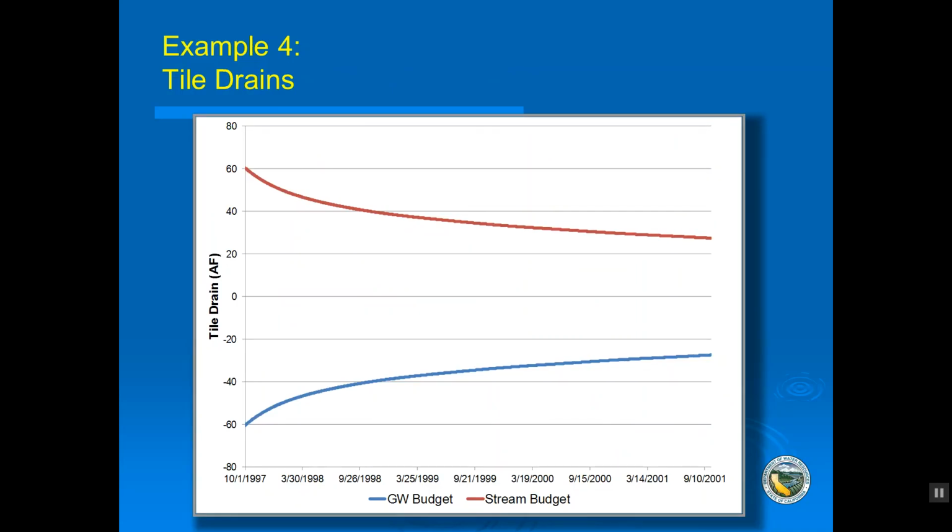This is just, again, a cross-term check for the tile drains. From the groundwater budget, this is what I see in terms of flows to tile drains. And from the stream budget, this is what I see. So what I take from the groundwater actually gets put into streams. So again, I'm making sure that I have global mass balance. When I'm taking water from one system, I'm making sure that I'm putting it to something else so that I'm not losing any water.